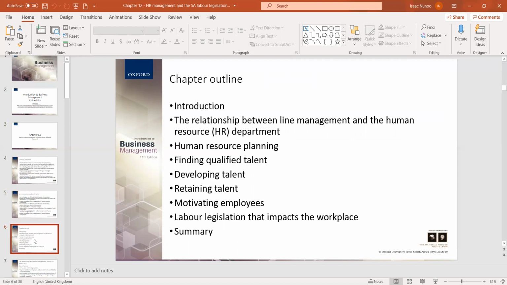This presentation will take this format: the introduction, the relationship between the line management and the human resource department, human resource planning, finding qualified talent, developing talent, retaining talent, motivating employees, labor legislation, and the impact in the workplace.